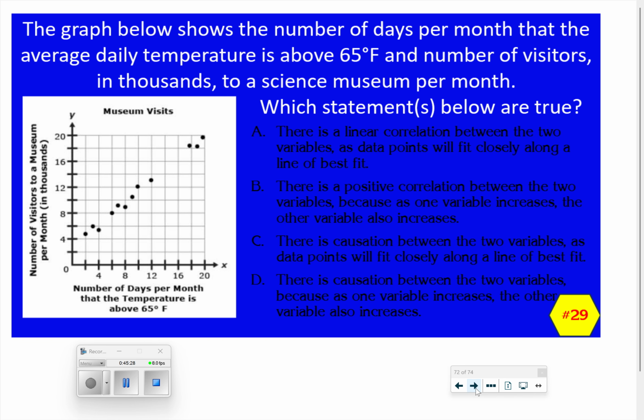All right. One more question. The graph below shows the number of days per month that the average daily temperature is above 65 degrees Fahrenheit, and the number of visitors in thousands to the Science Museum per month. Which statements below are true?